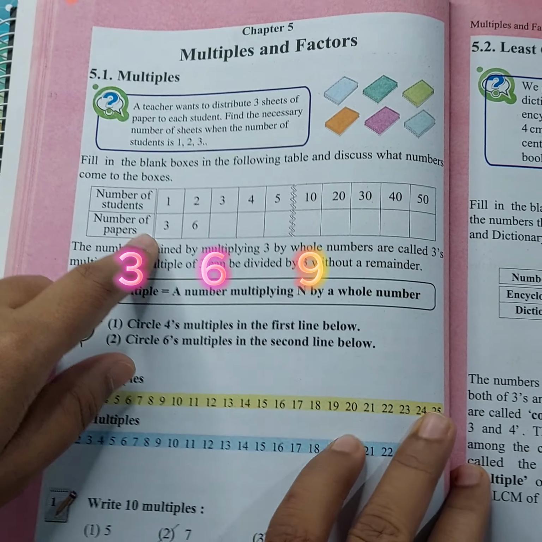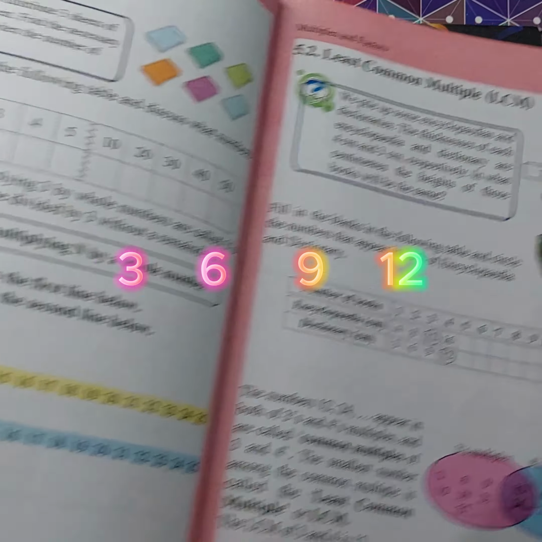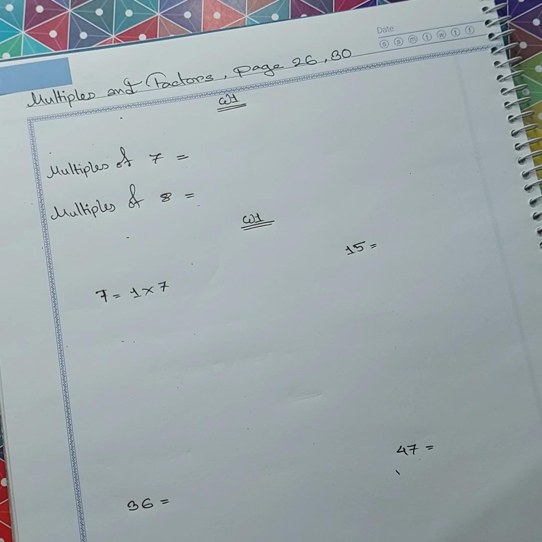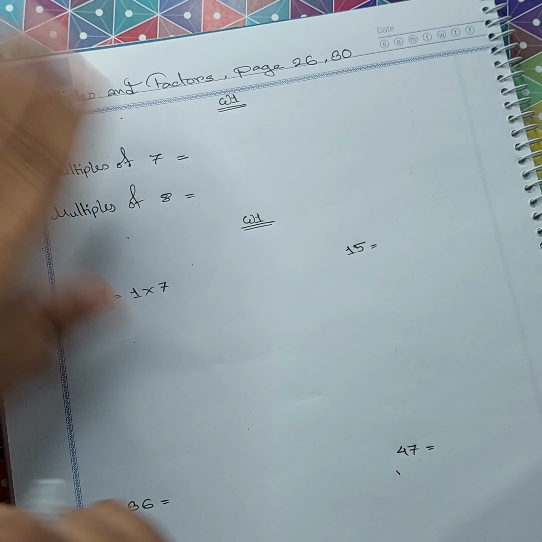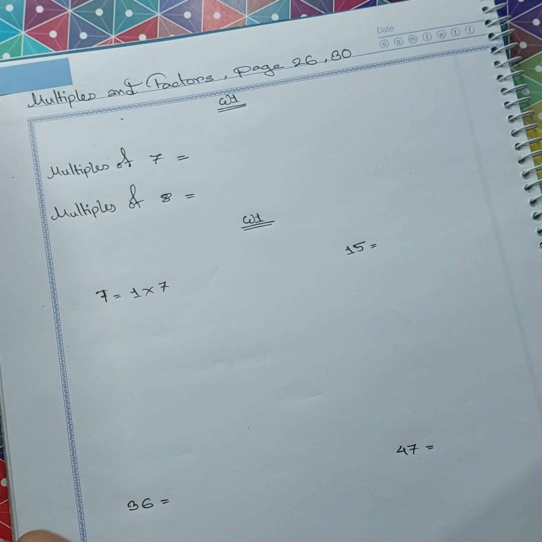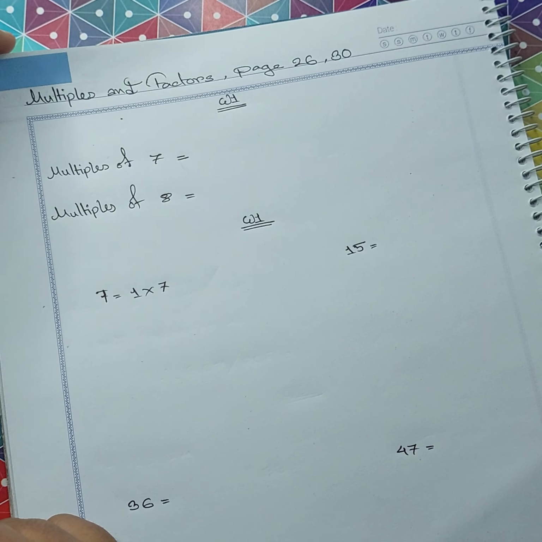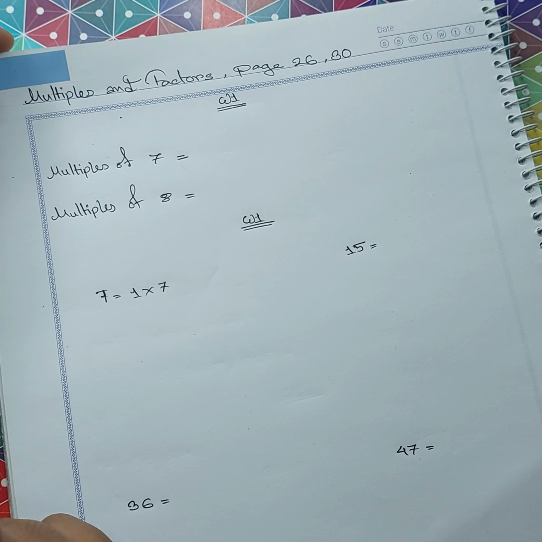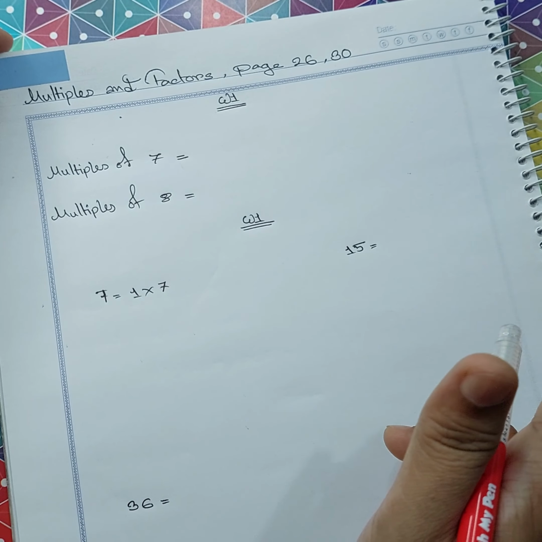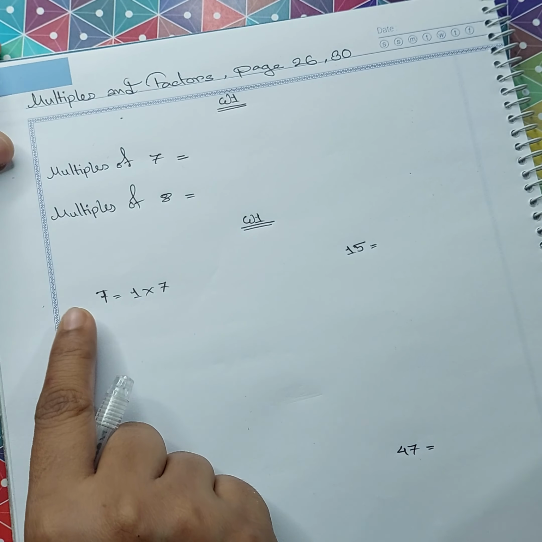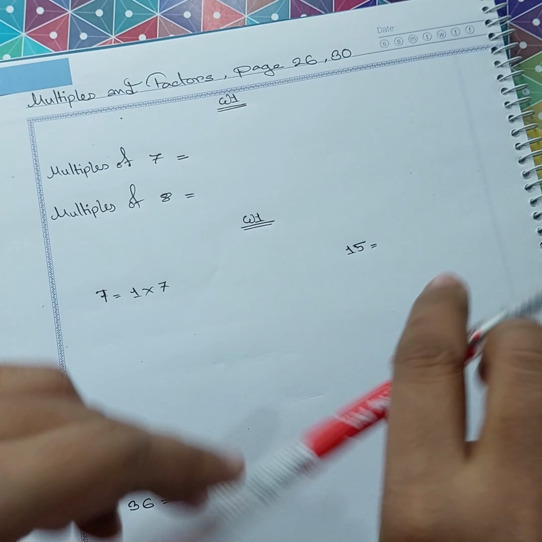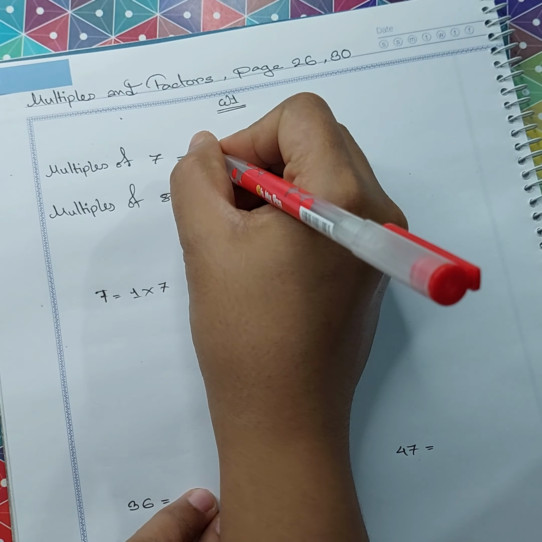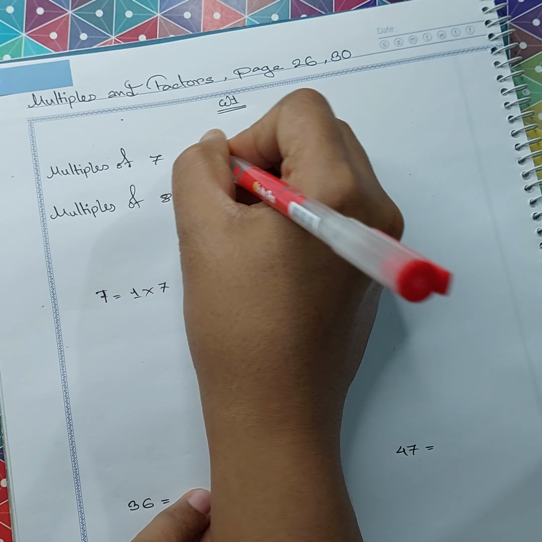So let's practice together. For that, I'm going to go back to the copy. On page number 26, you are going to have multiples. As I already told you, we are multiplying the main number by 1, then 2, then 3, and so on. Let's find out the multiples of 7. How to do that? Let's multiply 7 with 1. You'll get 7.